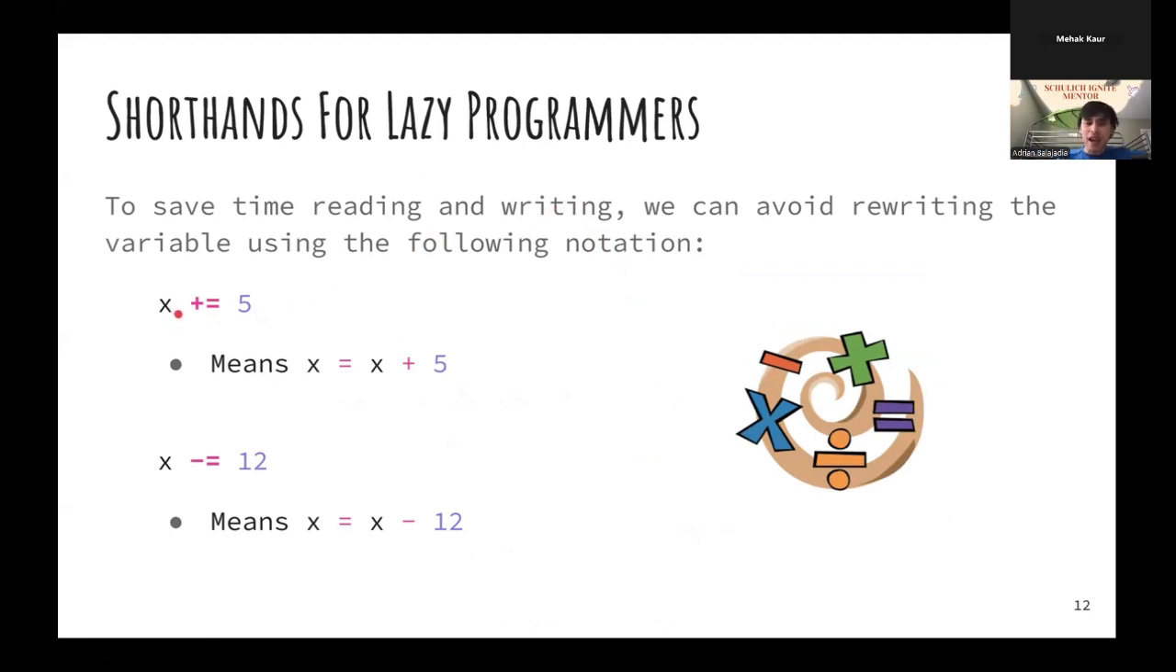So when we say x plus equals 5, it really just means that the new value for x is the previous value plus 5. And if you do minus equals, it's basically the same thing, but for minus. And although not mentioned on the slide, you could also do an asterisk and define it for multiplication as well.